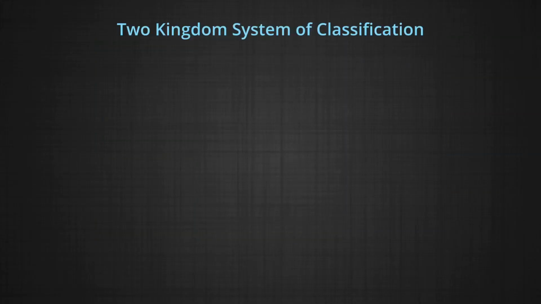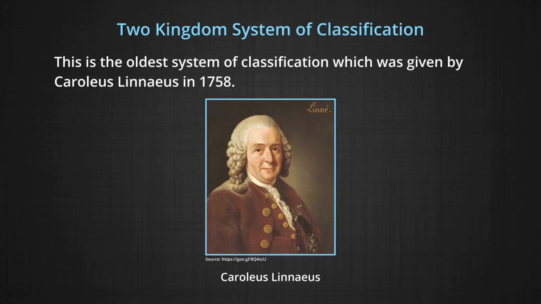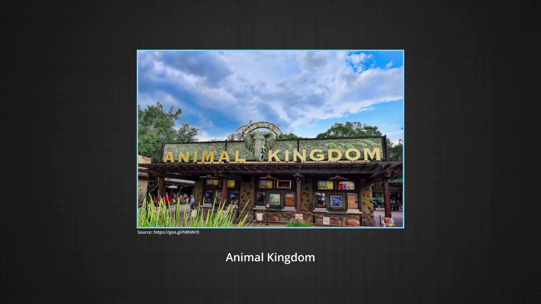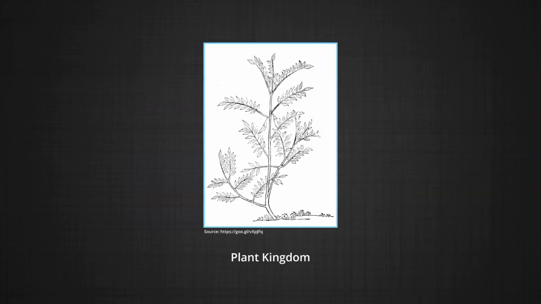Two kingdom system of classification. This is the oldest system of classification, which was given by Carolus Linnaeus in 1758. According to him, the living world was divided into two major categories of kingdoms: animal kingdom, which includes all the animals; plant kingdom, which includes all the plants.